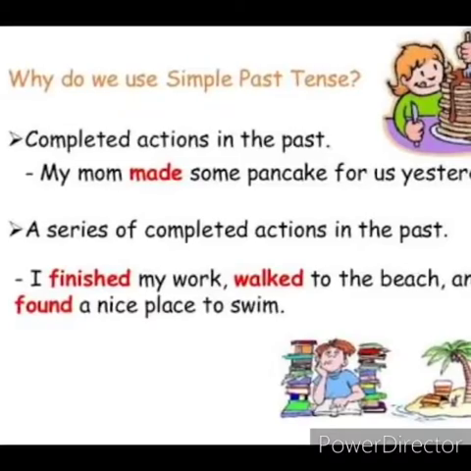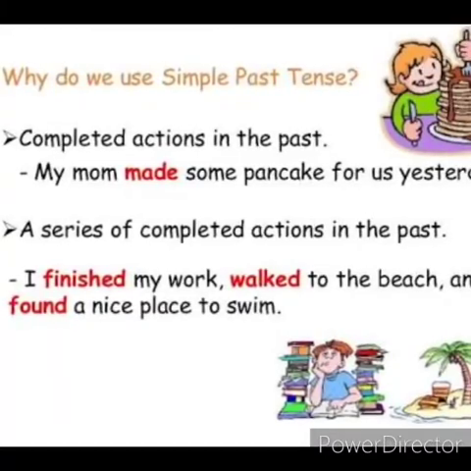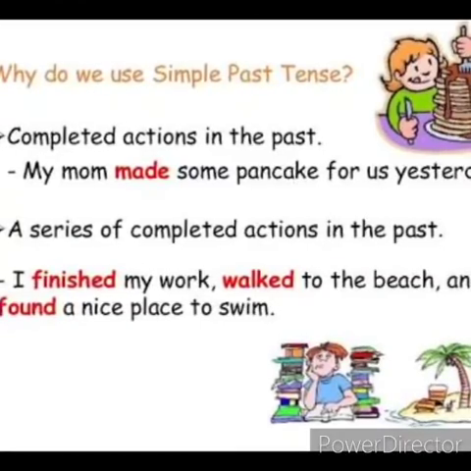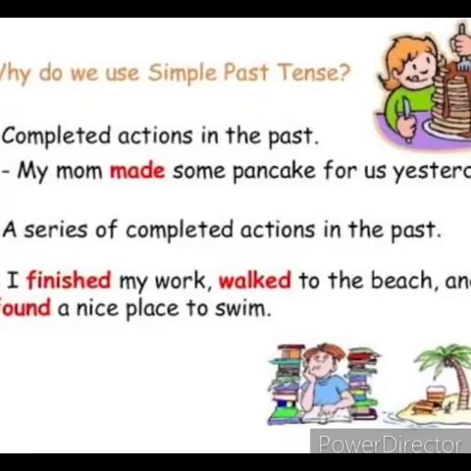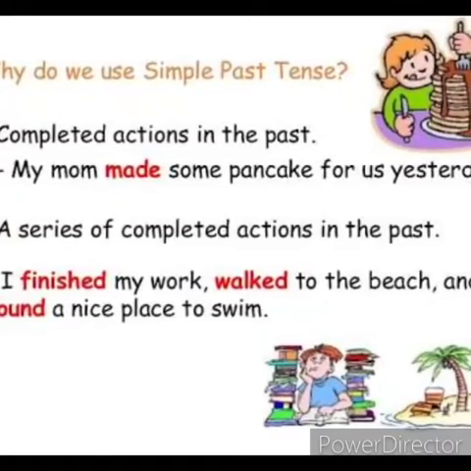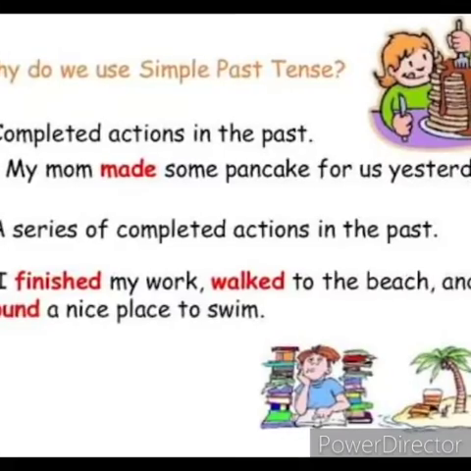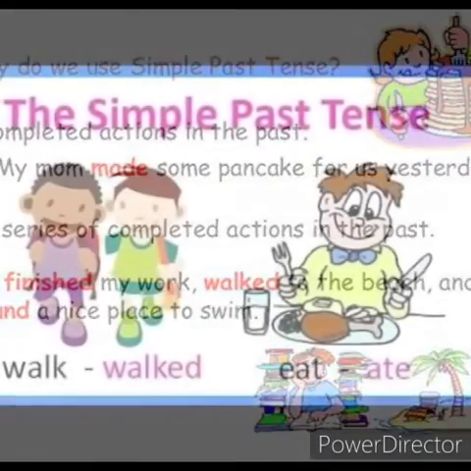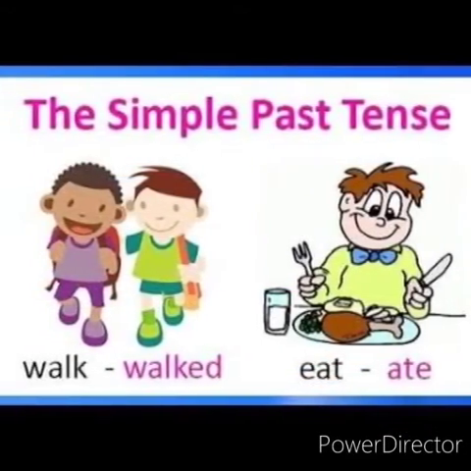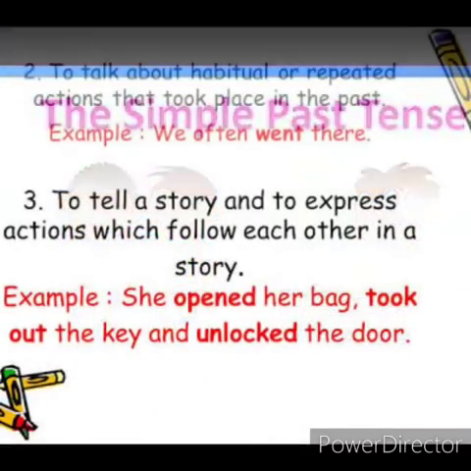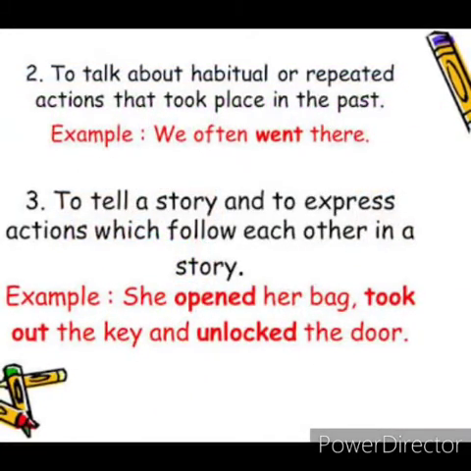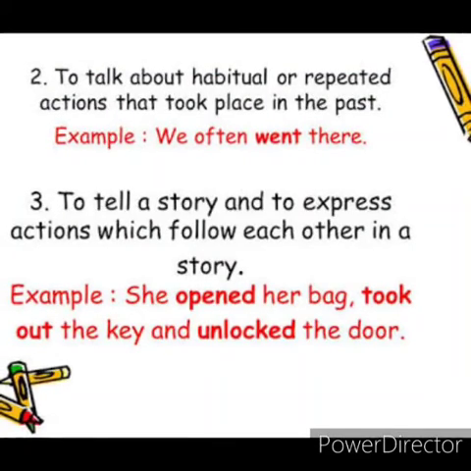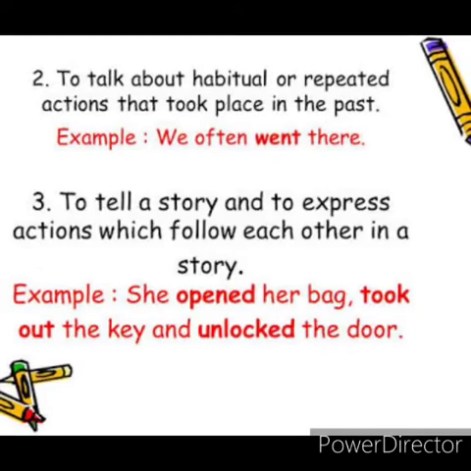For example, my mom made some pancakes for us yesterday. It is also used for a series of completed actions in the past. Another example, I finished my work, walked to the beach and found a nice place to swim. Simple past tense is also used to talk about habitual or repeated actions that took place in the past. For example, we often went there.